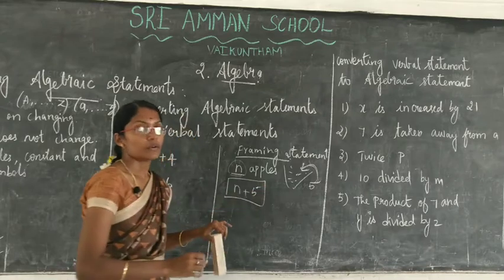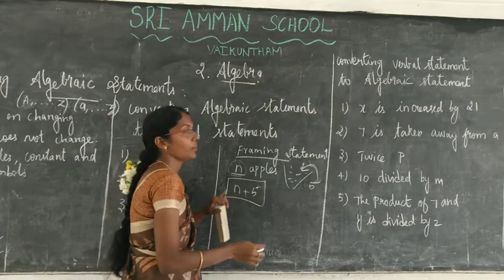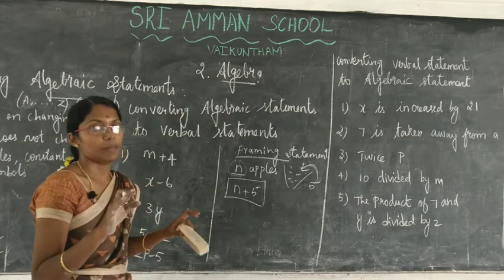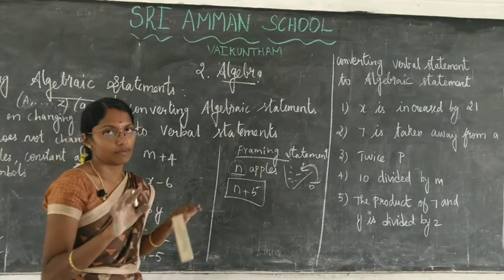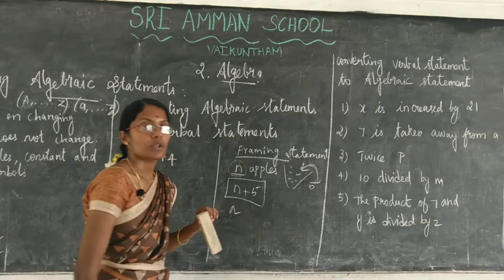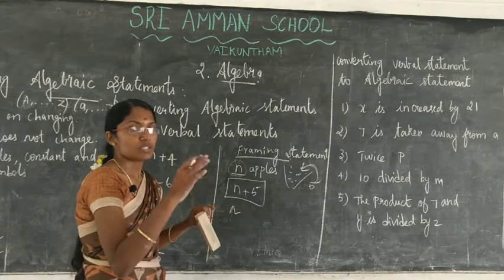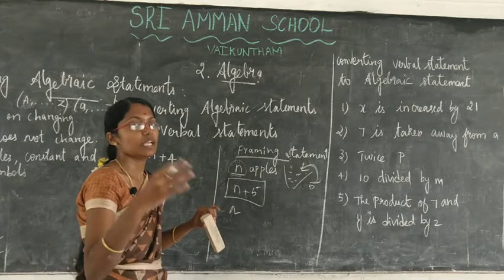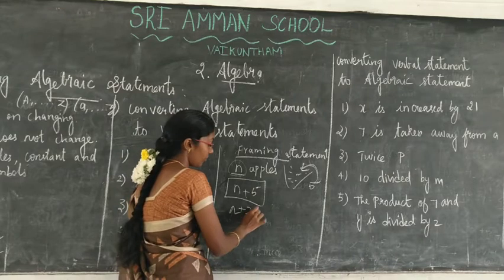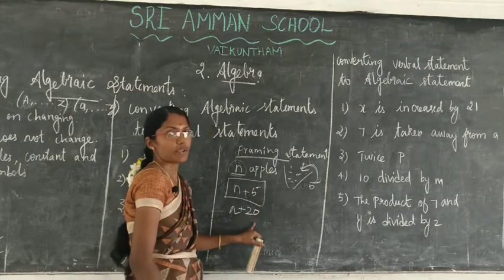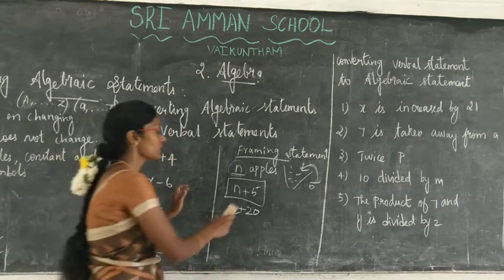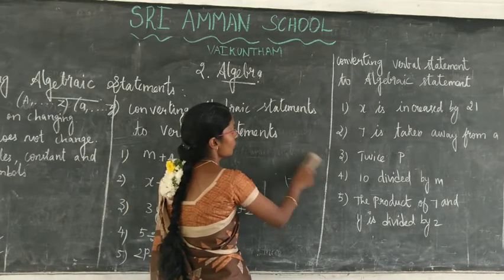Next example, in a bus there are people traveling. You don't know how many people, you can take it as n. At the next stop, some 20 are added. Some 20 are entering the bus. Entering means added. So n plus 20. Like this you are going to frame your statement. This is a method to frame a statement.